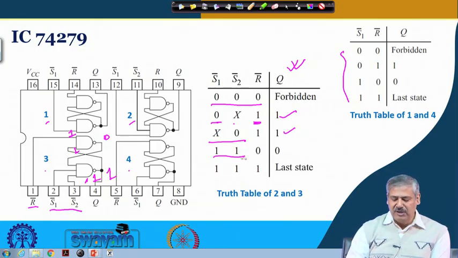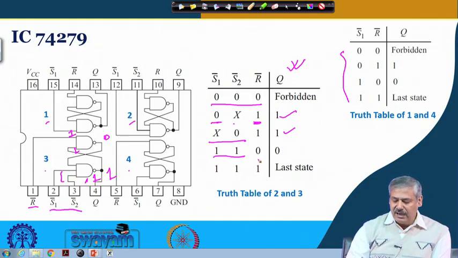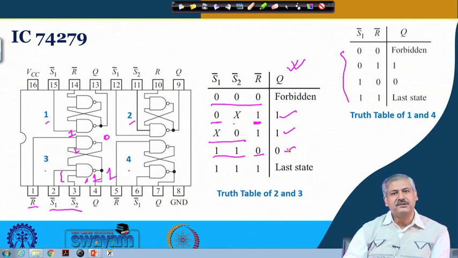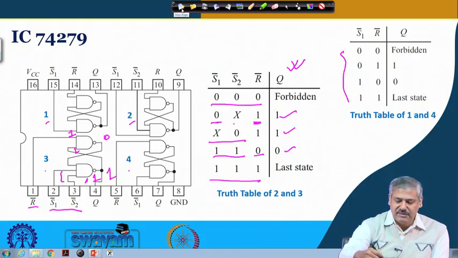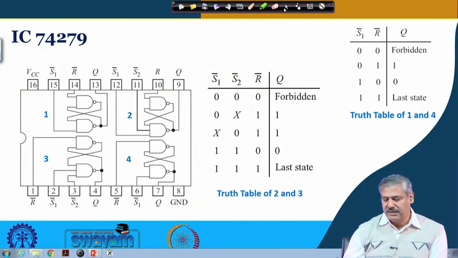And when both of them are 1, right, that means this is non-enforcing, and R bar is 0, okay, then the output becomes 0, right. And when all of them are 1, the output is in the last state. Okay. So this is what we can see for IC 74279, where the latch is already there inside the IC. You do not need external connections using NAND gates.